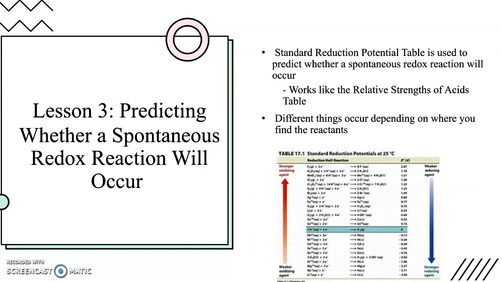Lesson 3. Predicting whether a spontaneous redox reaction will occur. Note that some of the subscripts weren't working, so excuse the messy layout. To predict whether a redox reaction will be spontaneous or not, you'll have to look at the standard reduction potential table, which works like the relative strength of acids table. Depending on where you find the reactants, a variety of things could occur.